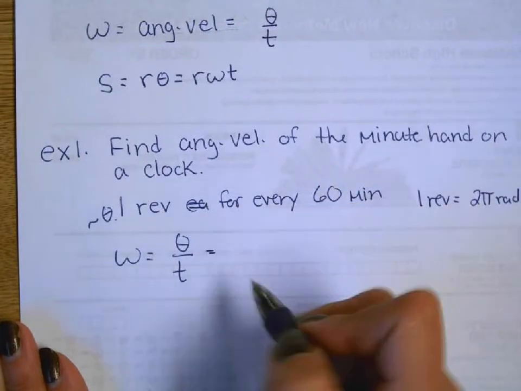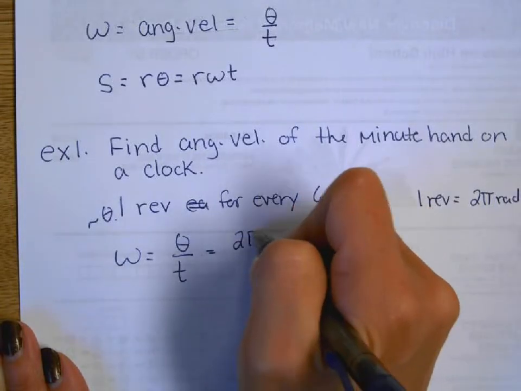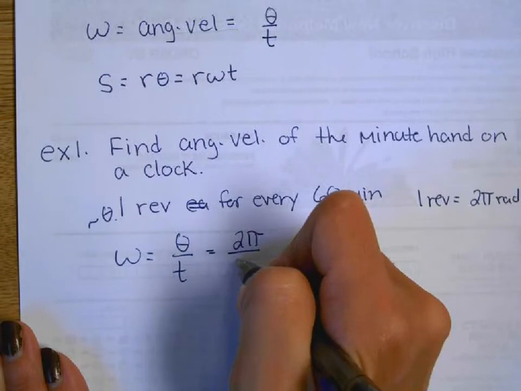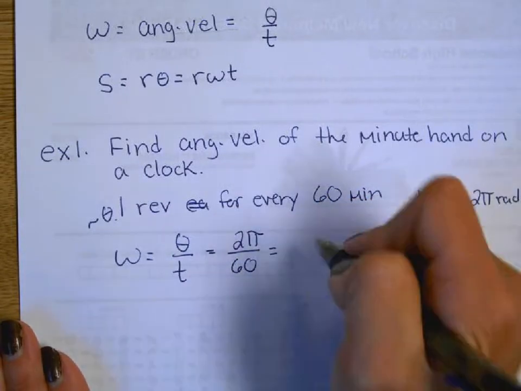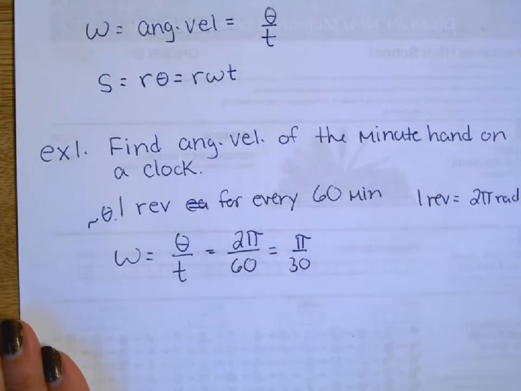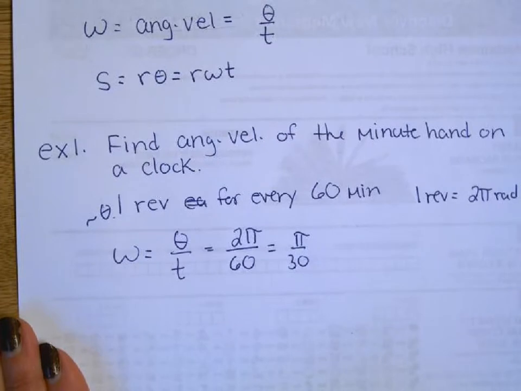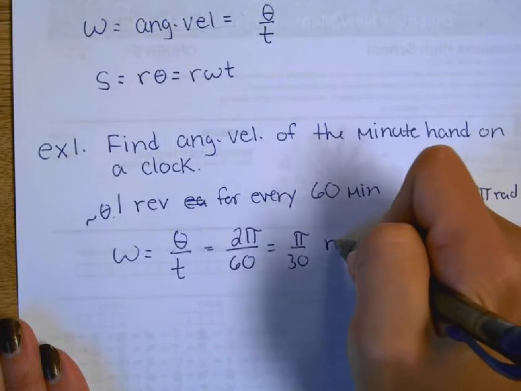So now I know everything I need to figure out the angular velocity. 2 pi is my theta, for every 60 minutes. What would that reduce down to? Pi over 30. Pi over 30 what? What are my units going to be? I had radians and I divided by minutes, so radians per minute.